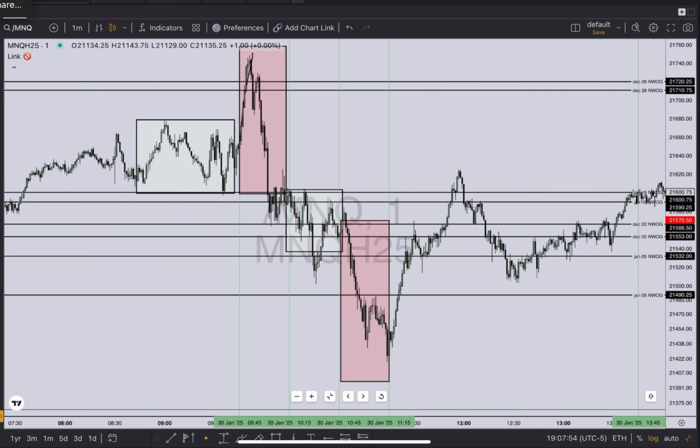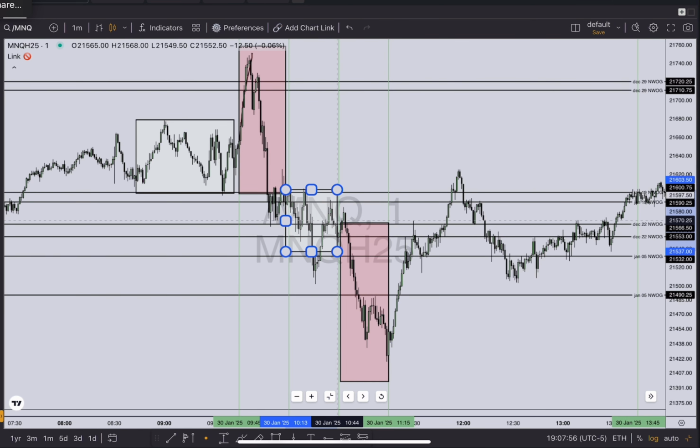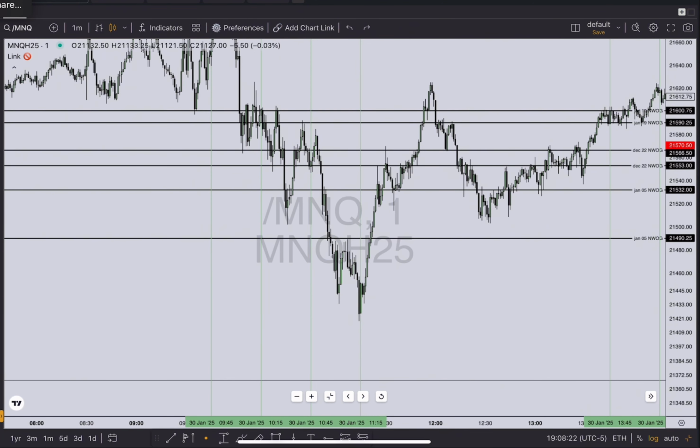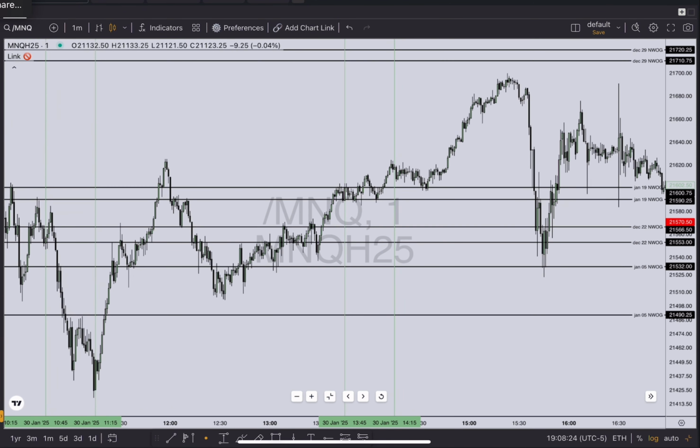You can clearly see how, outside the macros, price was aimlessly moving, consolidating. If you were to trade in before the macros, it would have been choppy. But then we can see how clearly during the macro, price just speeds up and goes to where it wants to go, right? So, nice example. Then we go to the PM session.